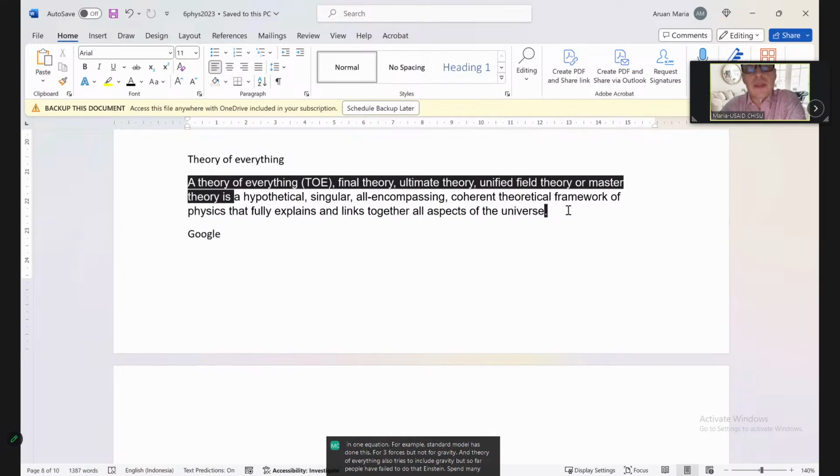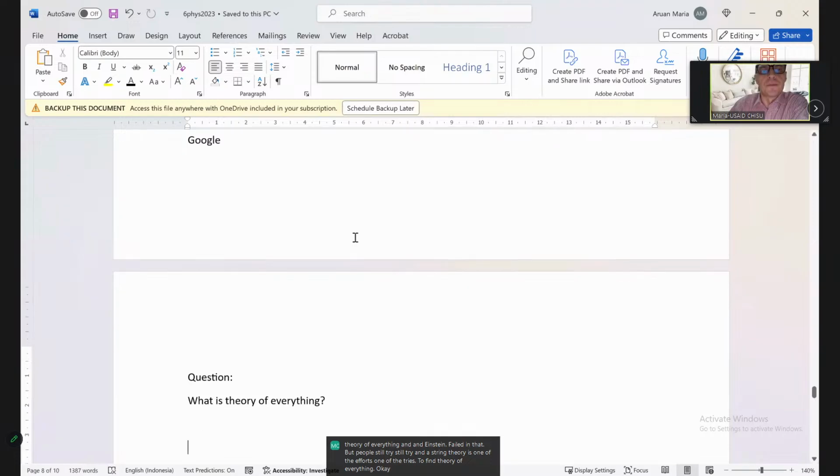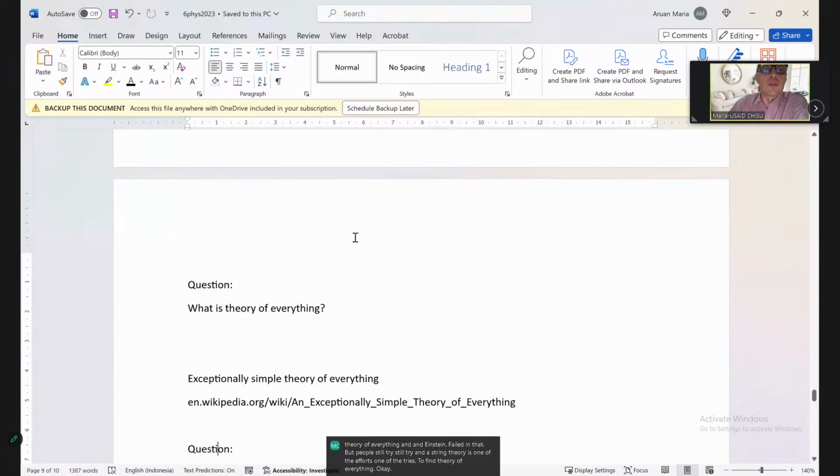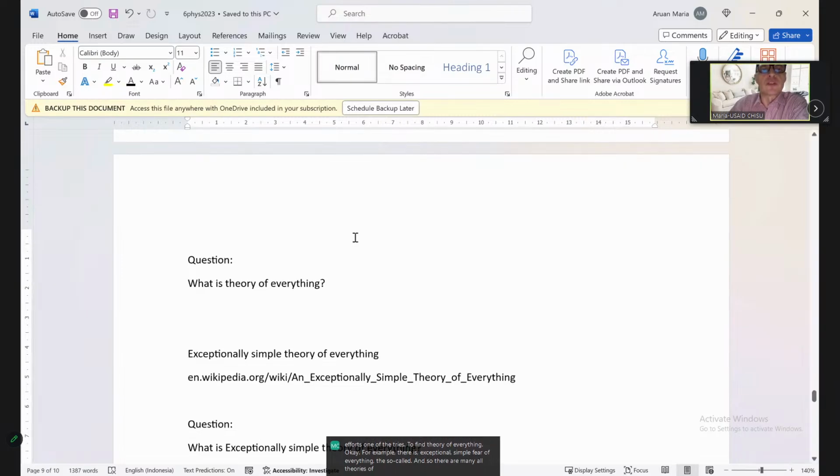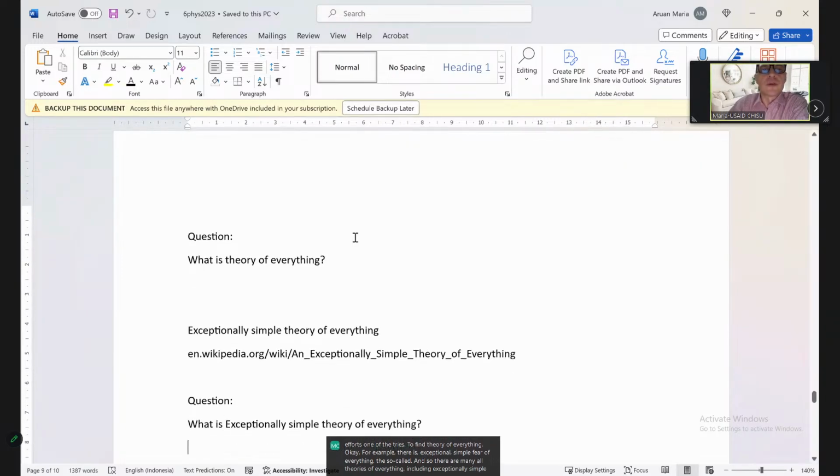The Theory of Everything also tries to include gravity, but so far people have failed to do that. Einstein spent many years of his life trying to achieve a theory of everything, and Einstein failed in that. But people still try, and string theory is one of the efforts to find a theory of everything. For example, there is the so-called exceptionally simple theory of everything. So there are many other theories of everything, including the exceptionally simple theory of everything.